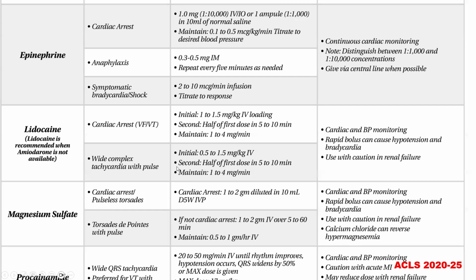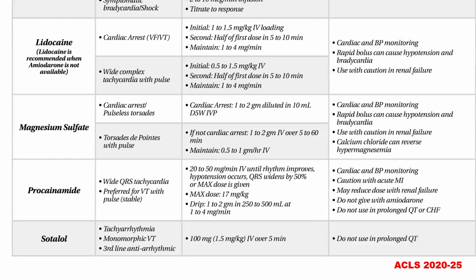If the patient is not in cardiac arrest but has torsades, give 1 to 2 grams over 5 to 60 minutes, then maintain 0.5 to 1 gram per hour. Cardiac and BP monitoring, rapid bolus can cause hypotension, bradycardia. Use caution in patients with renal failure. Calcium chloride can reverse hypermagnesemia.